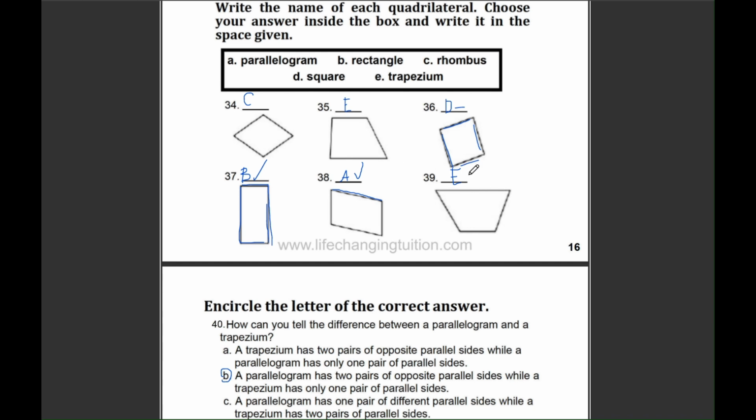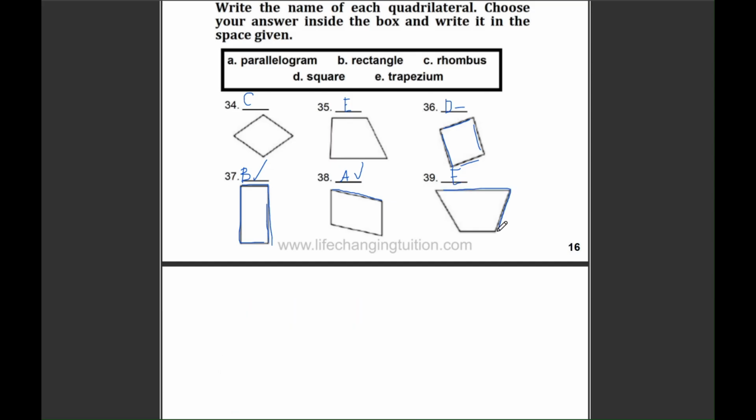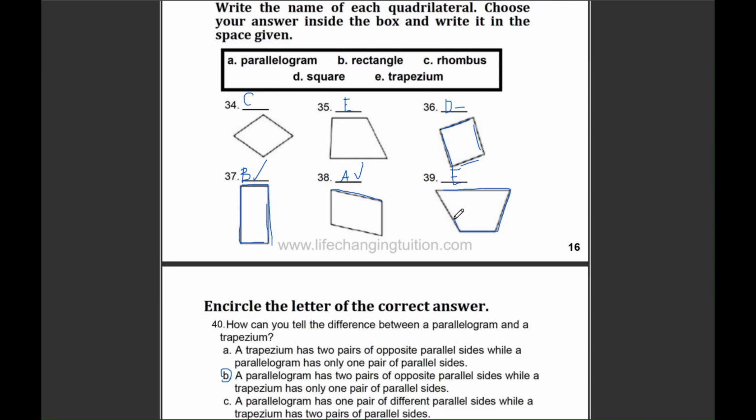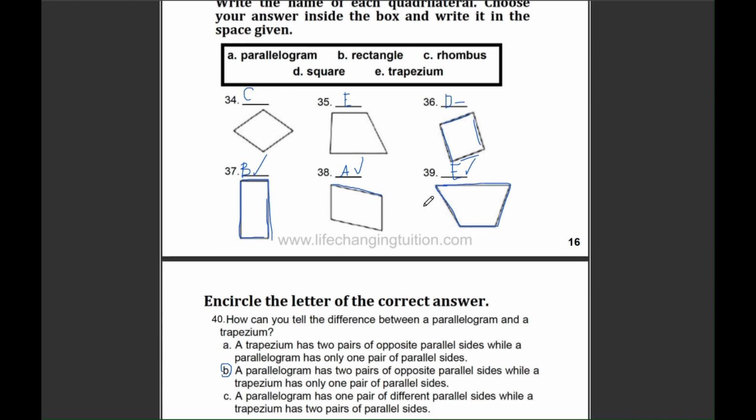Number 39. Name the quadrilateral. The picture shows an inverted trapezoid. Our options are parallelogram, rectangle, rhombus, square, or trapezium. It is not a parallelogram or a rectangle or a square because those have 2 pairs of parallel sides. The answer is E, trapezium. The reason is 1 pair of parallel sides.